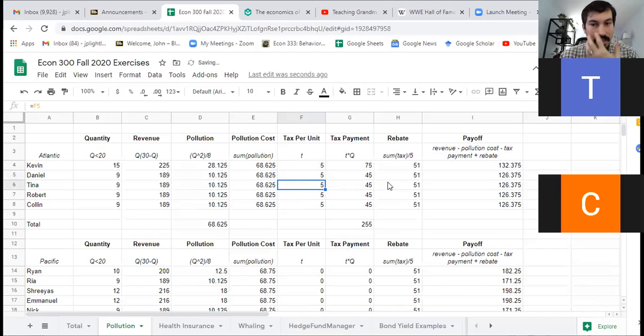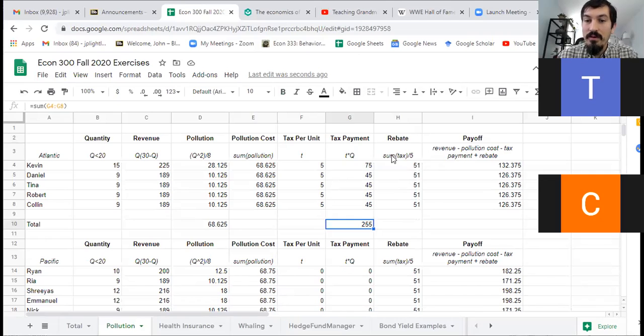Then what's going to happen is Kevin will be taxed for going up to 15, up to 75. The rest of you will be taxed too. So you're taxed T times Q. If T is 5 and Q is 15, 5 times 15 is 75. You see how Kevin was taxed more than everybody else? What's this rebate? The rebate is we're going to take everyone's total tax in this group, which is 255, and split it 5 ways and give it back to you.